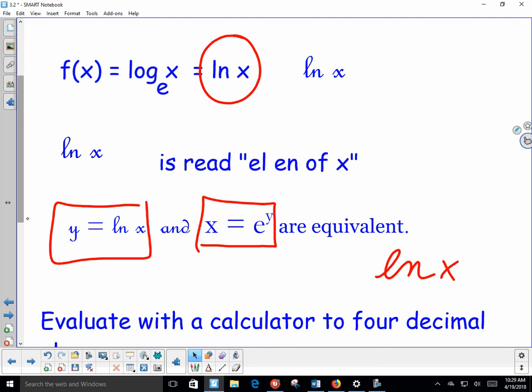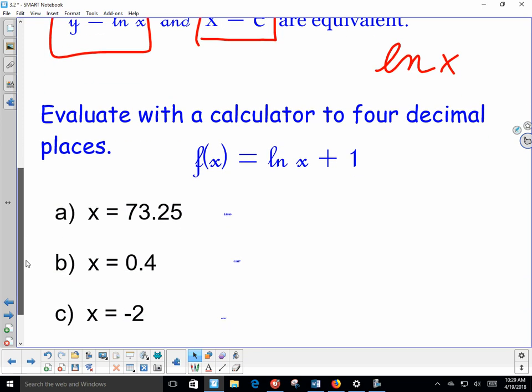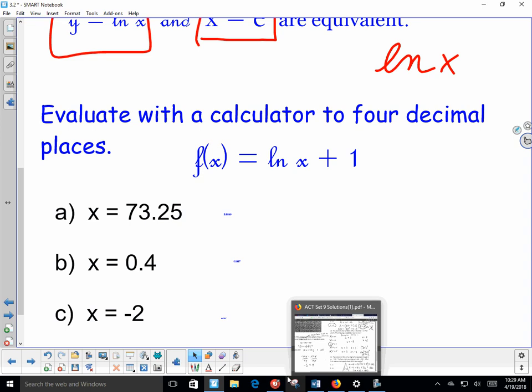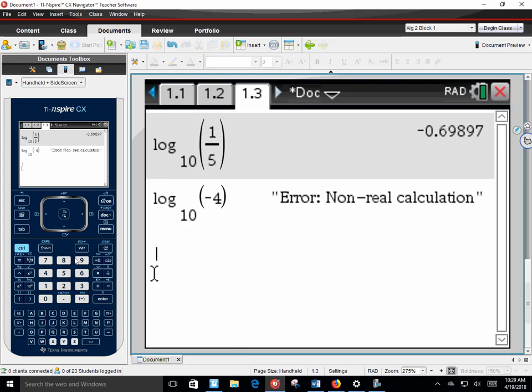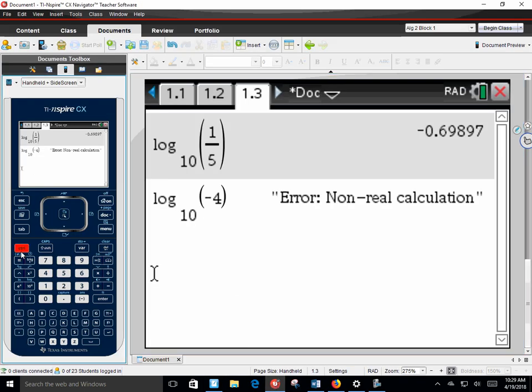Okay, so let's make sure we can find the ln button on our calculator, and we're going to try this function, ln of x plus 1. So let's try f of x equaling ln of x plus 1, and we're going to plug in 73.25 for x. On your calculator, if you do control and the e to the x button, you get the ln of x. So if we want ln of, I lost it already, 73.25, and then what was it?